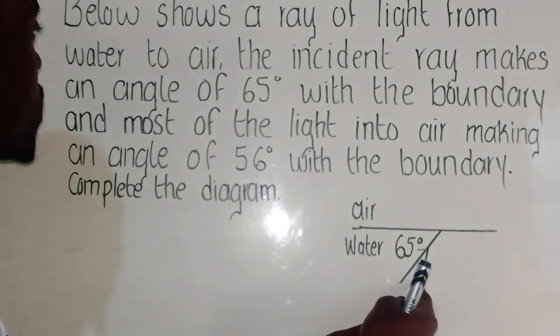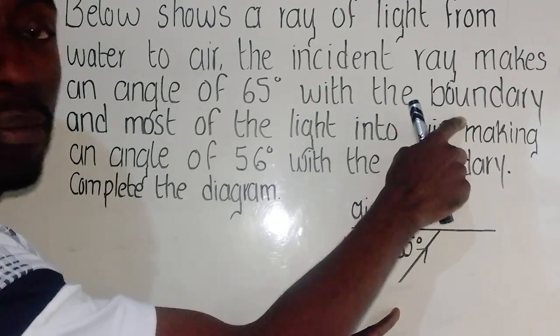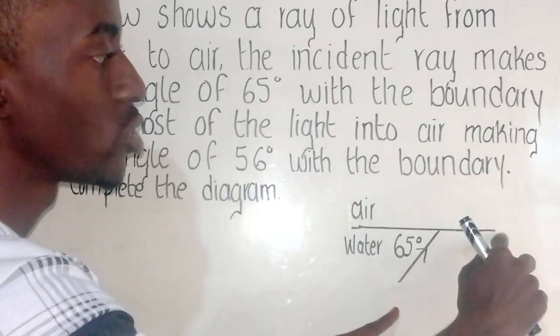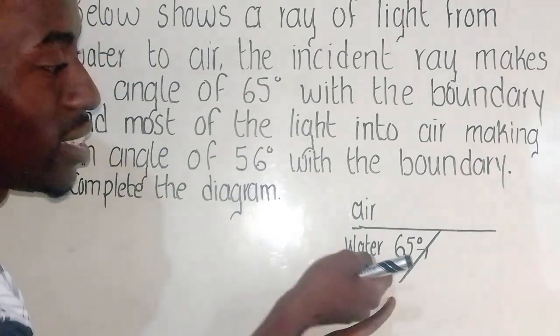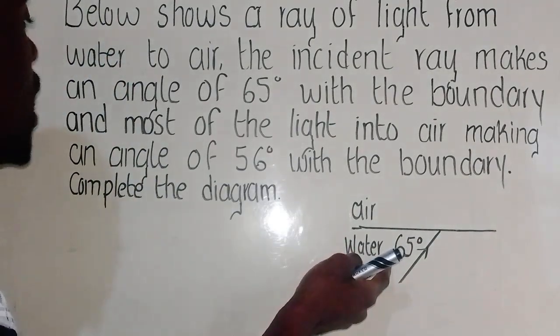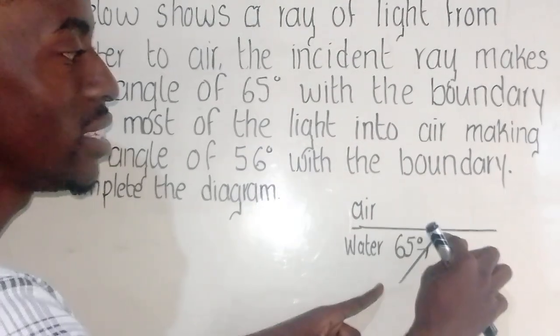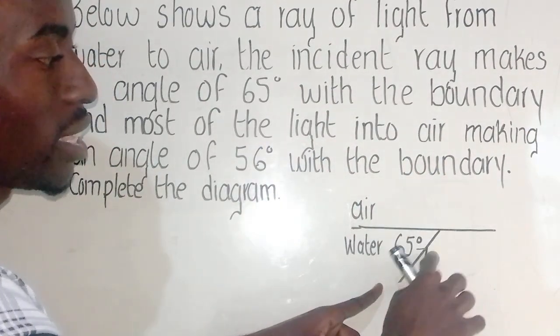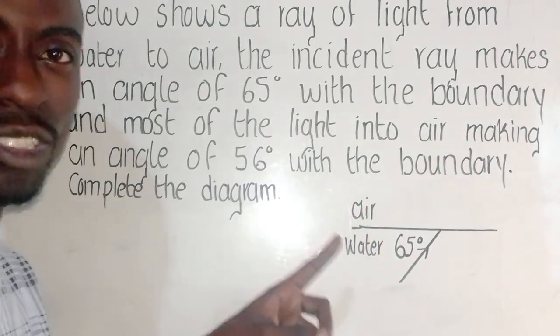Now they're saying it makes an angle of 65 with the boundary. When they say boundary, it simply means this line. So this is the boundary, this line. This is the incident ray. This is the angle they are referring to. And now they're saying most of the light goes into air. So meaning that this line here, which is the incident ray, was able to penetrate into what? Into air. That's the actual meaning.